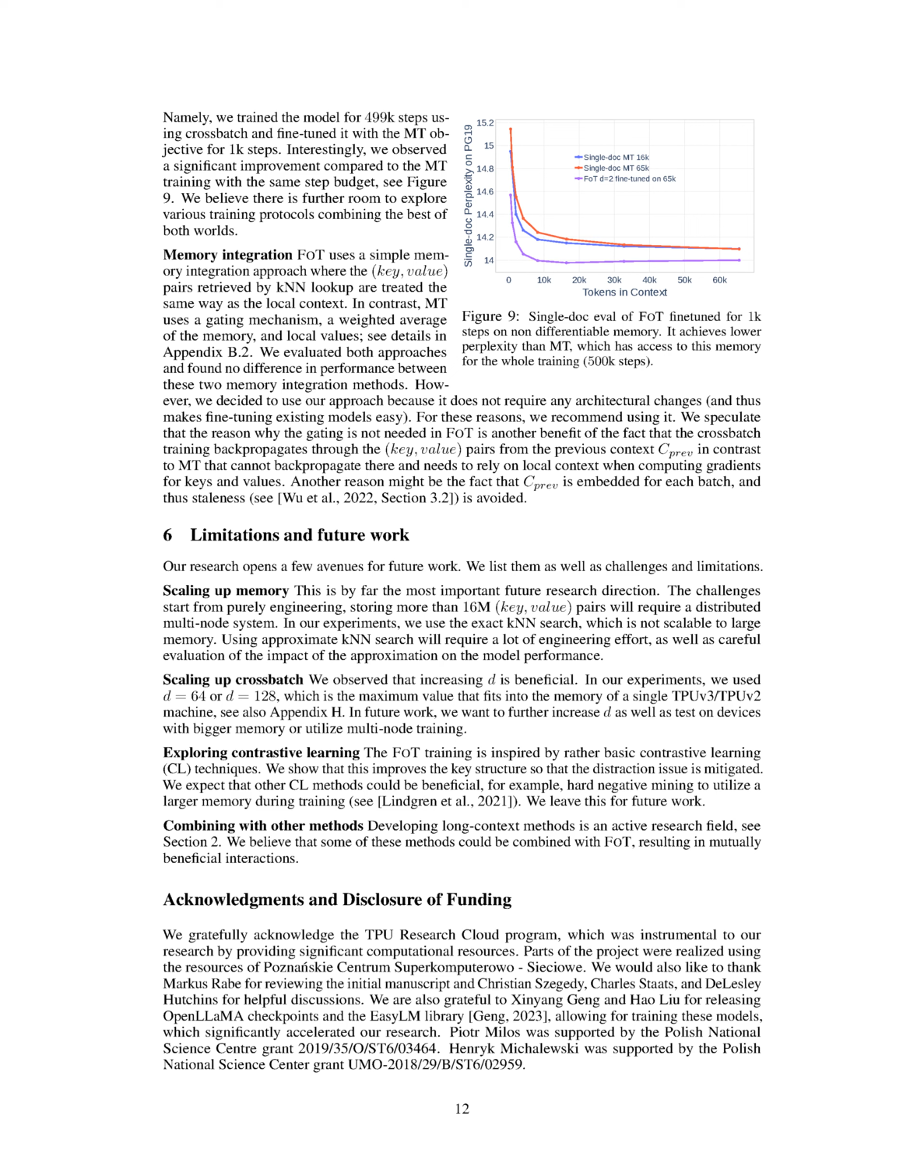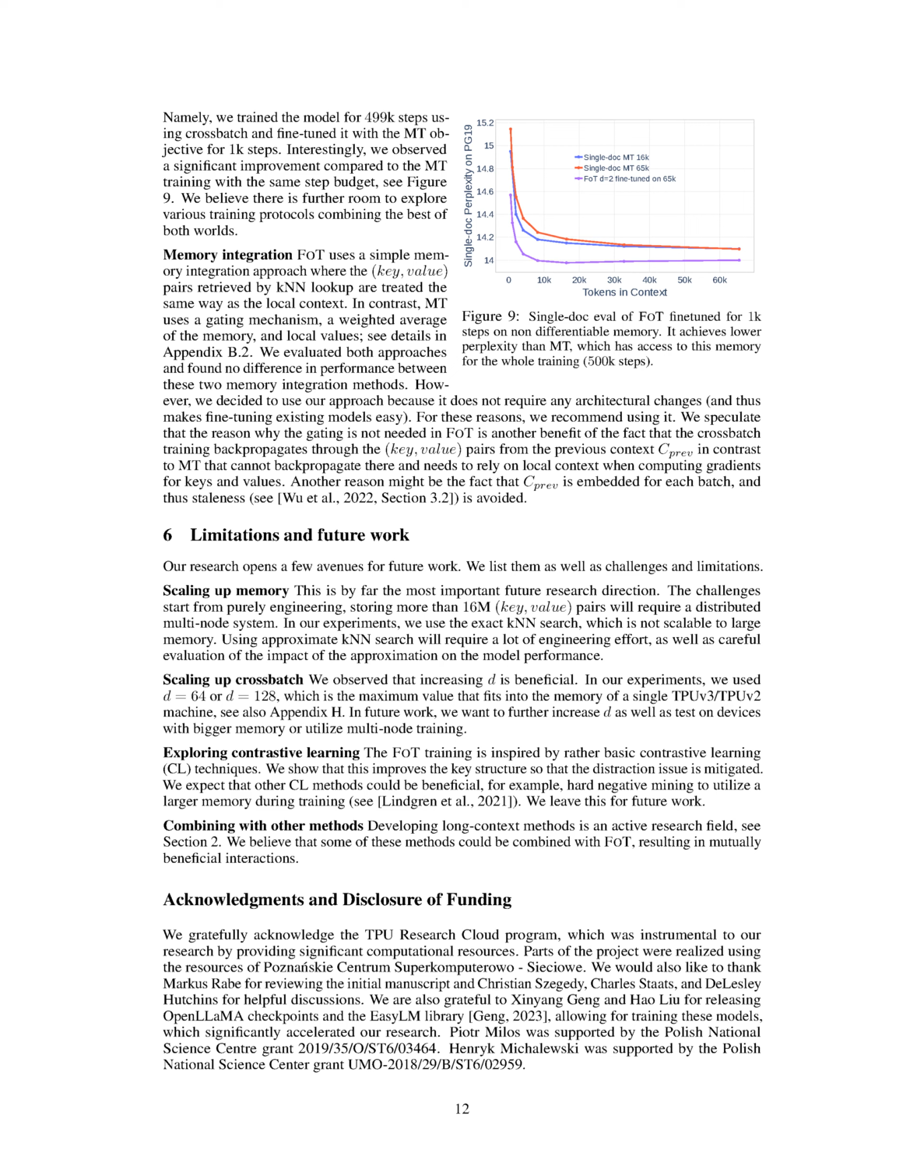In terms of memory integration, FOT uses a simple approach where the key-value pairs retrieved by KNN lookup are treated the same way as the local context. The memorizing transformer, in contrast, uses a gating mechanism, a weighted average of the memory and local values. We found no performance difference between these two memory integration methods. However, we chose our approach because it doesn't require any architectural changes, making it easier to fine-tune existing models.